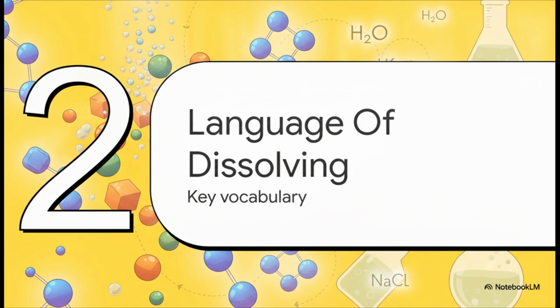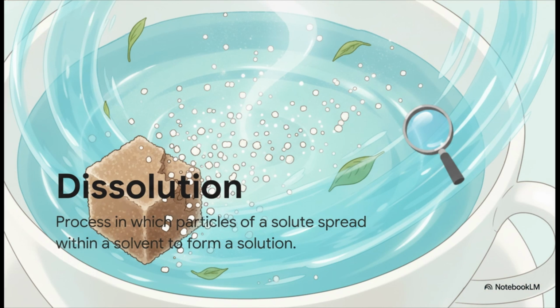Moving on to part 2. The language of dissolving. Key vocabulary. First up is the absolute star of our show, dissolution. Scientifically speaking, this is just the process where particles of a solute, like our sugar, spread within a solvent, like our tea, to form a fully mixed solution.